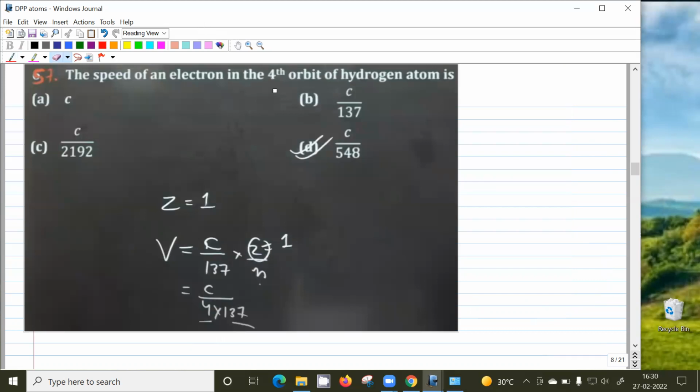The speed of electron in the fourth orbit of hydrogen atom is. How do you solve this problem? Fourth orbit, no. By 4, sir, but I don't know that constant value.